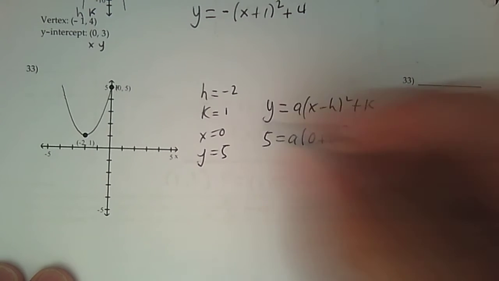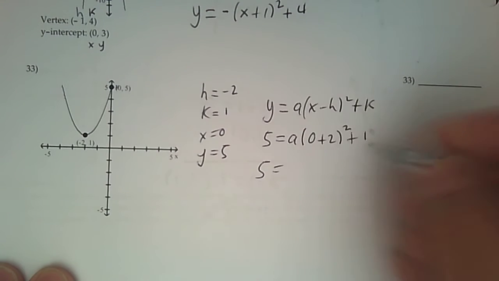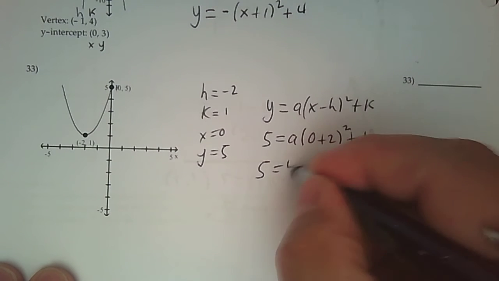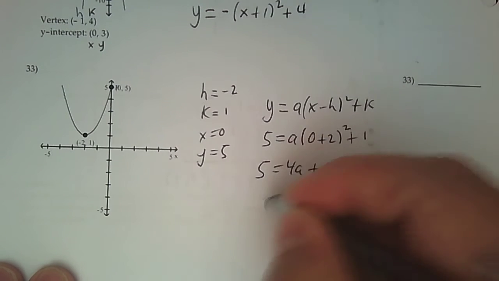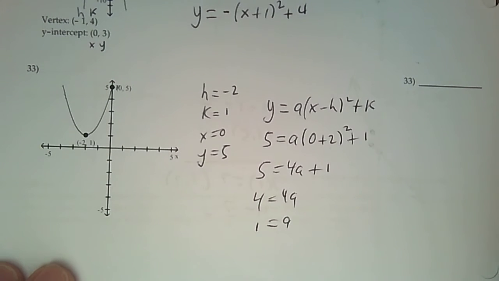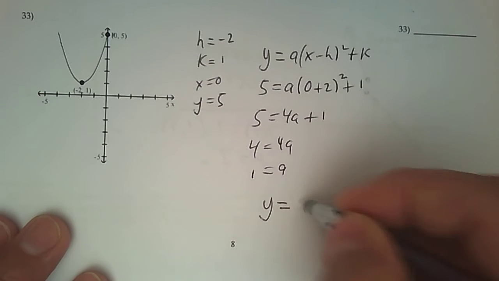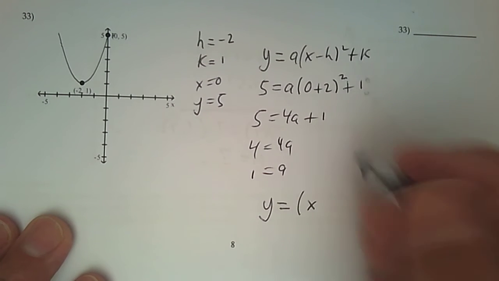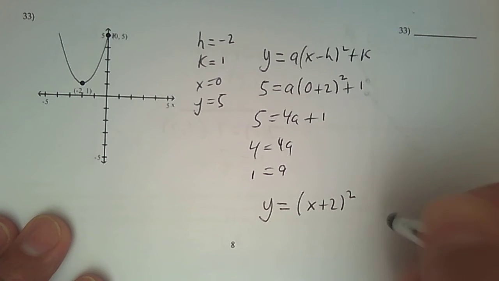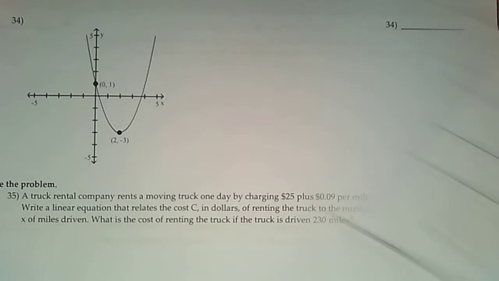Notice I changed it to plus because the negative and a negative makes it positive, and then solve it. So 2 squared is 4, so that's 4a. Subtract 1, divide, and a is equal to +1. So that means the equation would be 1, which I don't need, and then h, which would be +2, and it's squared, and then k, which is 1. So it's just x plus 2 squared plus 1. And that matches that parabola. All right, next page.